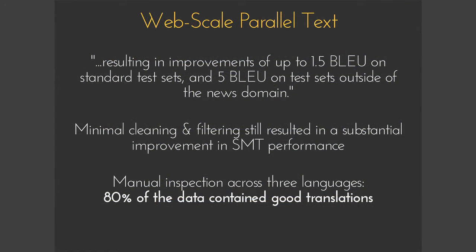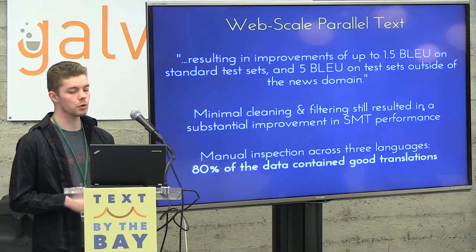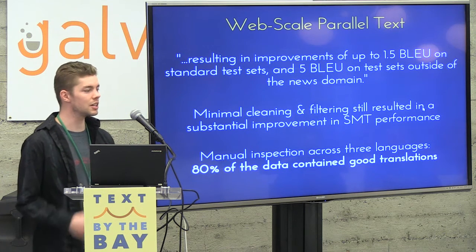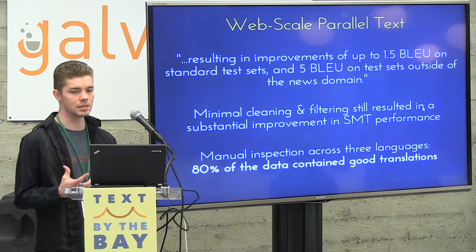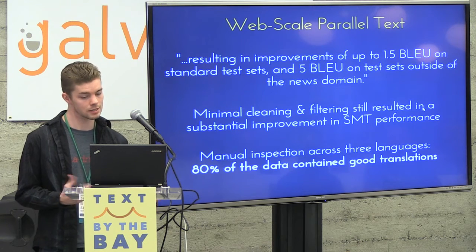So they found resulting improvements of up to about 1.5 BLEU on the standard test data sets, within, I believe, the Newswire domain, but they had 5 BLEU improvements on test sets outside of the Newswire domain. Again, showing the issues with domain generalization, the losses that are incurred if you don't have training data from those different data sets.